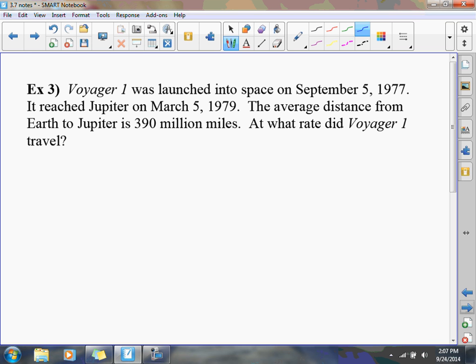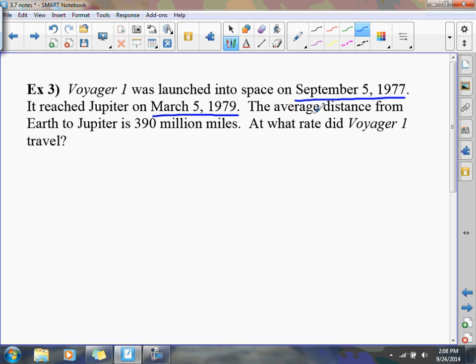All right, so first thing we have to do is figure out how much time has gone by. Okay, so we started with a launch into space on September 5th, 1977, and then it reached Jupiter on March 5th, 1979. So it's good that it went from September 5th to March 5th. It's good that both of them are the 5th. So from September 5th, 1977 to March 5th, 1979, we have to figure out how much time has gone by.